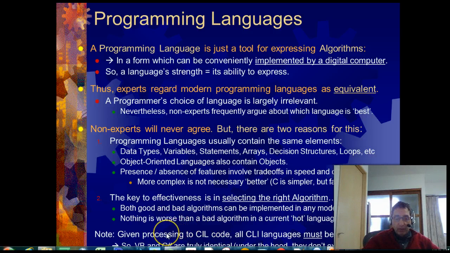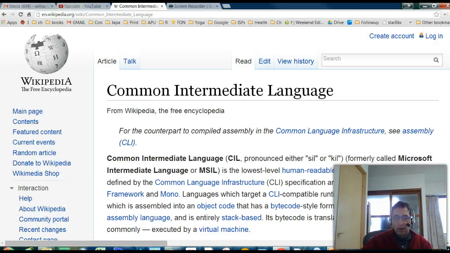Note, given processing to CLI languages, so he might be talking about this Common Intermediate Language. Common Intermediate Language, CIL, pronounced SIL or KIL, formerly called Microsoft Intermediate Language, is the lowest level human readable programming language. Remember, we talked about human readable versus not human readable.